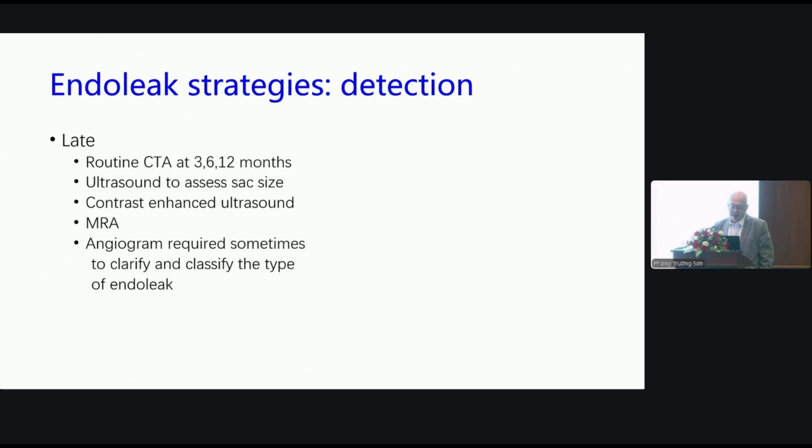Clearly, if it's a late detection, then most of us would do a routine CTA at 3, 6, 12 months, maybe an ultrasound to assess sac size, and perhaps a contrast-enhanced ultrasound. Sometimes I still use an old-fashioned angiogram or aortogram. I puncture the patient and I put a catheter up just to make sure that we don't miss anything, especially if the sac is increasing and we can't tell exactly where the leak is.